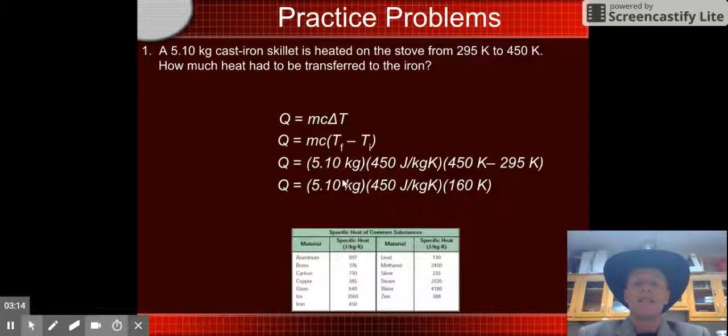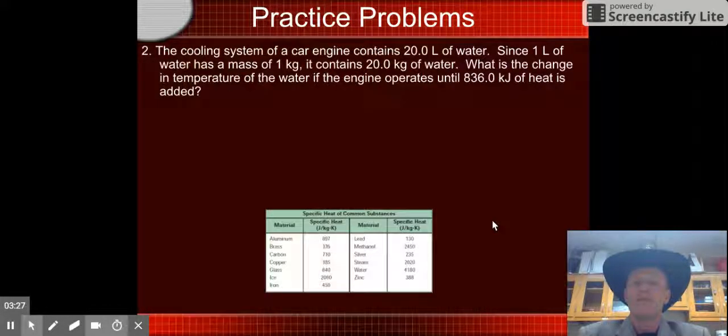So now we're taking this times this times this to get our answer. Notice the units in specific heat basically cancel everything else. All that's left is a J. 370,000 joules would be the answer to this problem. Let's look at another one.